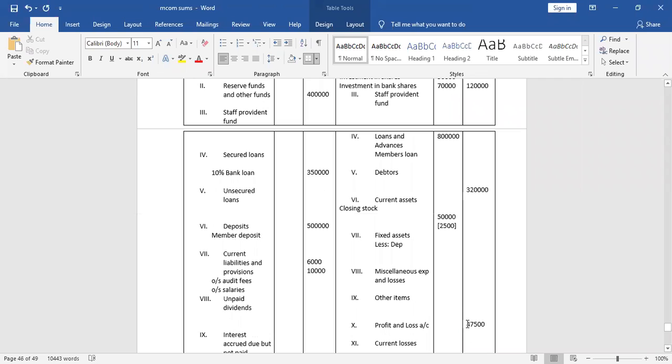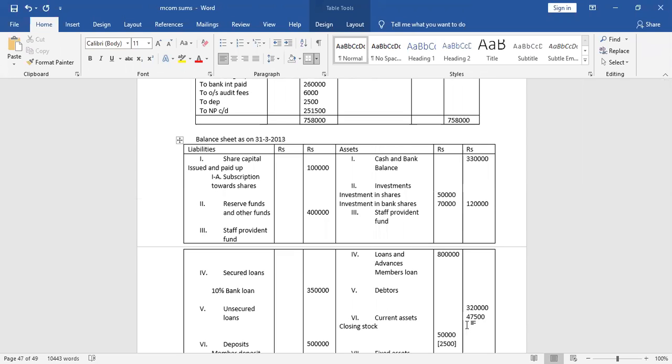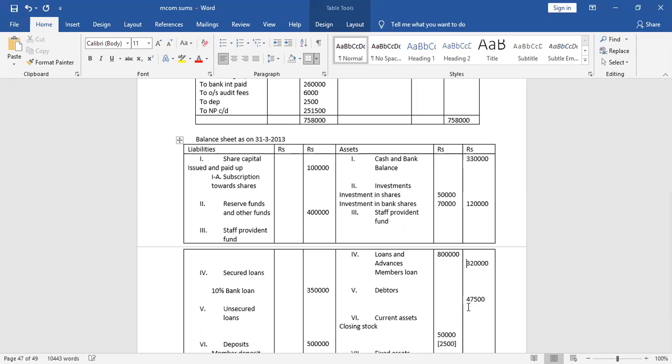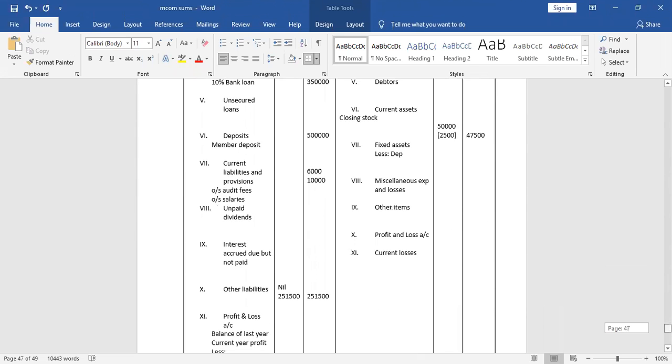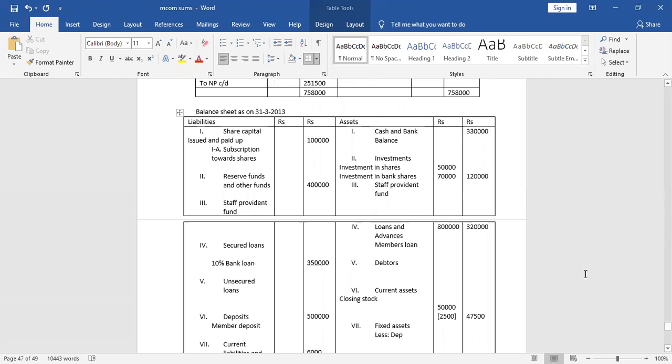This went down here. Whatever has nothing given, we have to write nil in the exam also. And what is this? This is member deposit. Oh my god, here. And this has to be taken up. This has to be taken up, and this has to be brought down again. Only this many things are there. 3,30,000, 1,20,000, 3,24, 47,500. One minute, these are loans and advances.